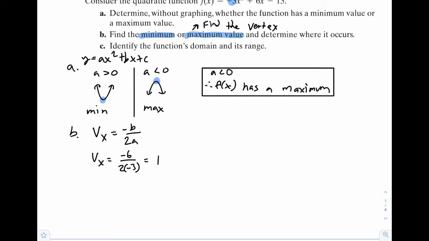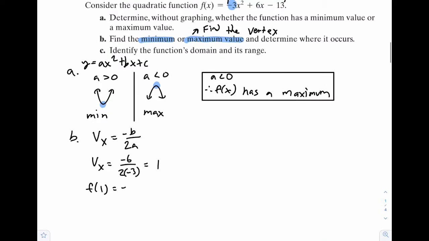But you have the whole vertex, so you got to plug it in. So f of 1, plug in 1 there. That's negative 3 plus 6 minus 13. f of 1 is going to be negative 10. So we did all that work. So therefore, our vertex should be the point 1, negative 10. So that's what you got to find.